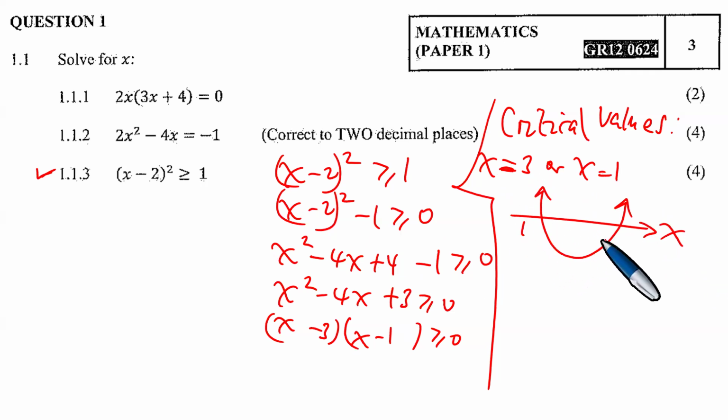We position them at 1 and 3, and we're interested in parts where the quadratic is greater or equal to 0. The quadratic is equal to 0 here, it is greater above there, it is equal to 0 here, it is greater above there. At this point, it means x ≤ 1 or x ≥ 3. These are the solutions to the inequality in 1.1.3. We proceed to do 1.2.1.